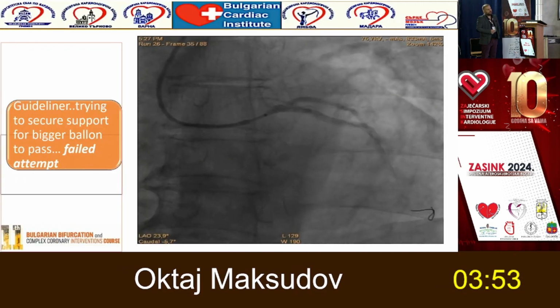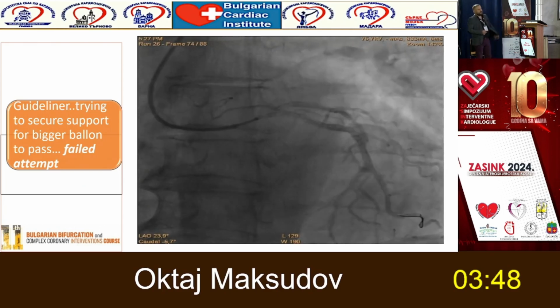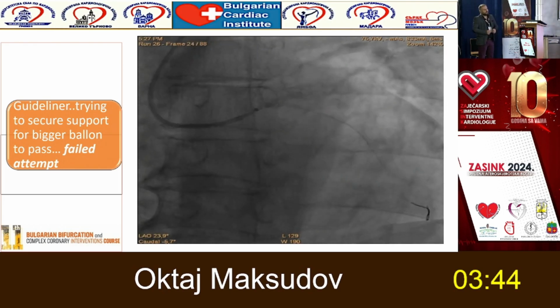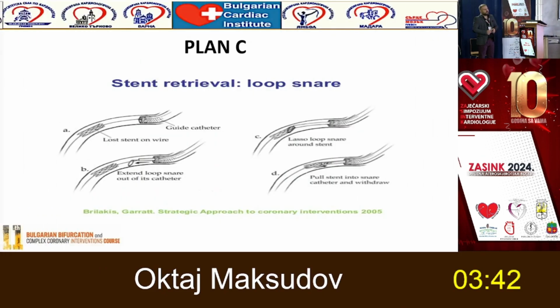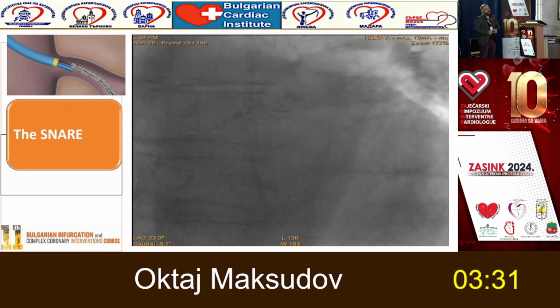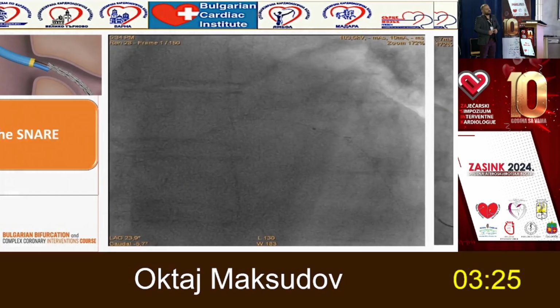it's visible. So we put in the Guideliner, a guide extension system, to try to secure bigger support and to pass with a bigger balloon, but this was a failed attempt. So this was our bailout choice with a loop snare. We go with the snare. Catch the stent.